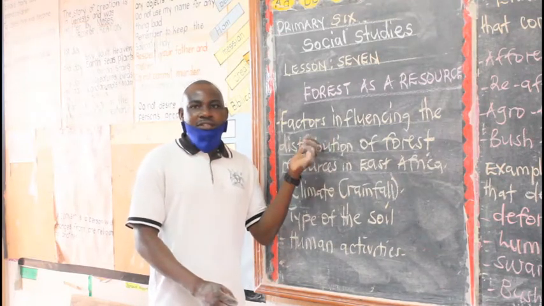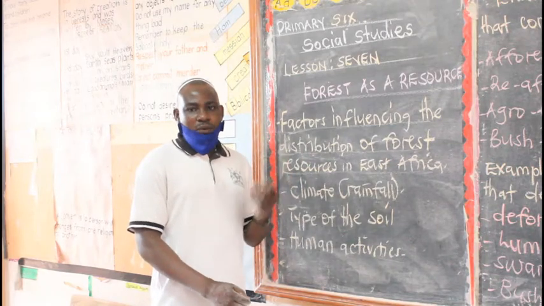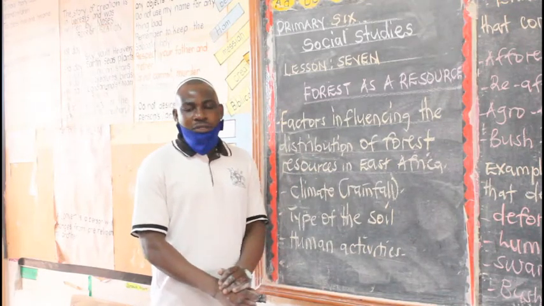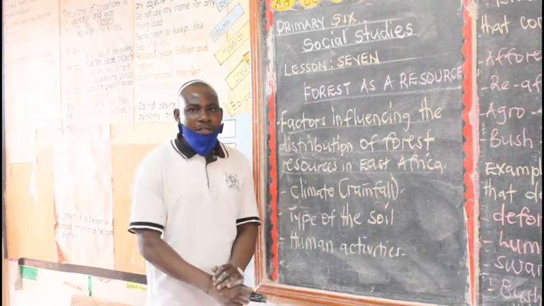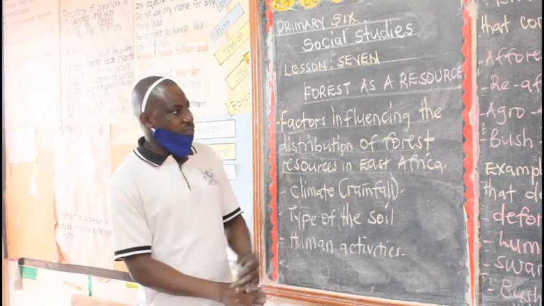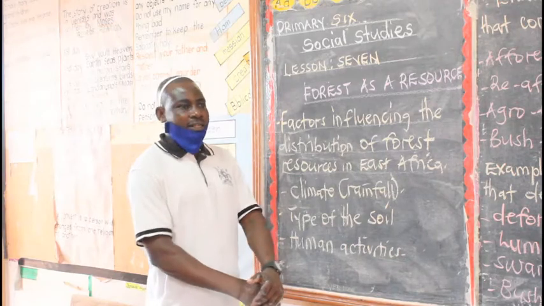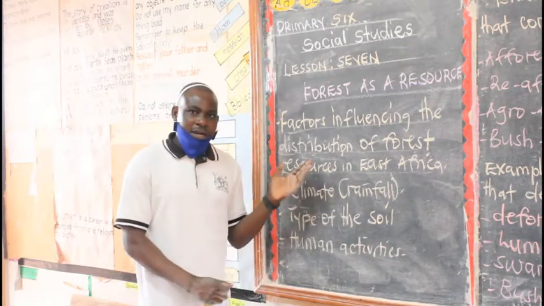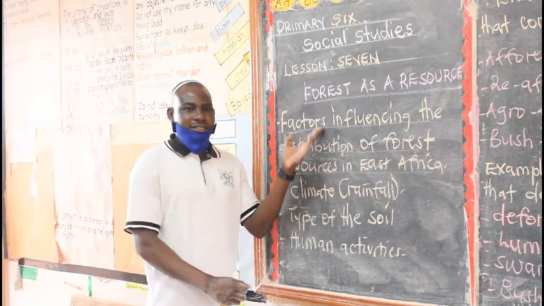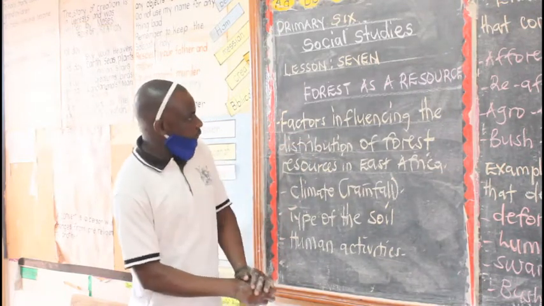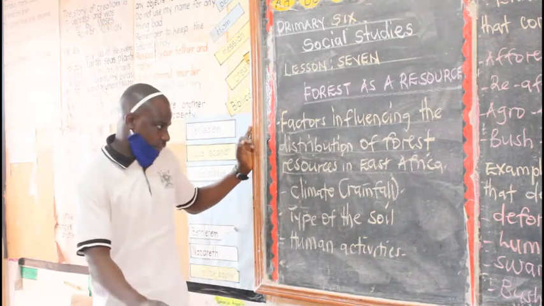And under planted vegetation, we see that the planted vegetation provides softwood. And softwood is used for making pencils and matchbox sticks. And we also looked at the examples of tree species under planted vegetation, where we looked at eucalyptus, pine, conifers, etc. Now today, we are going to look at the forest distribution in East Africa.